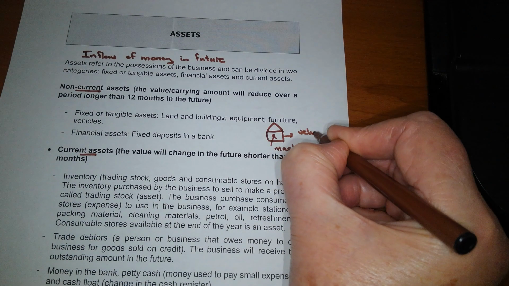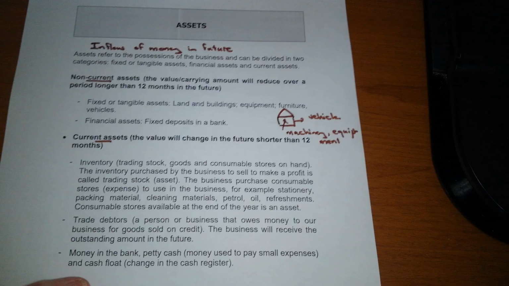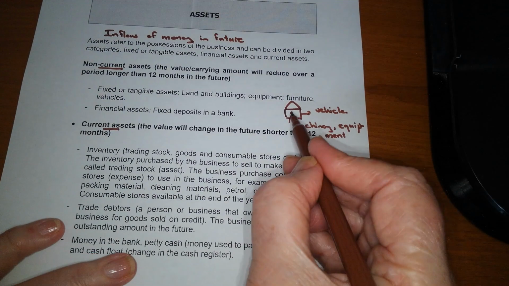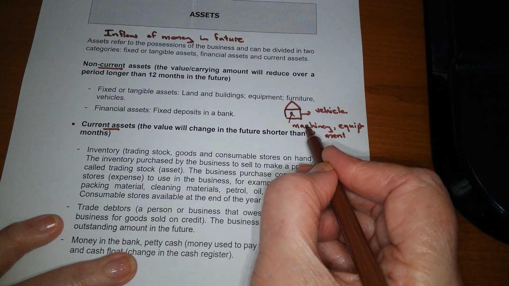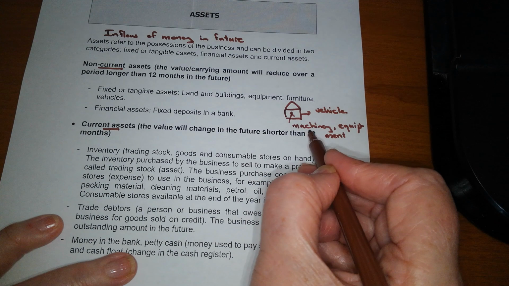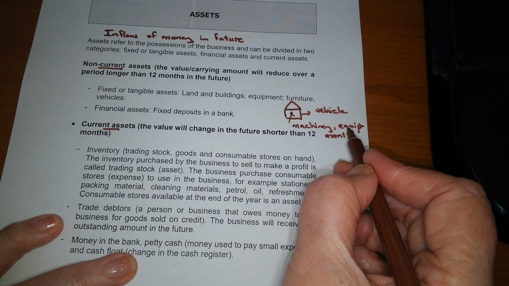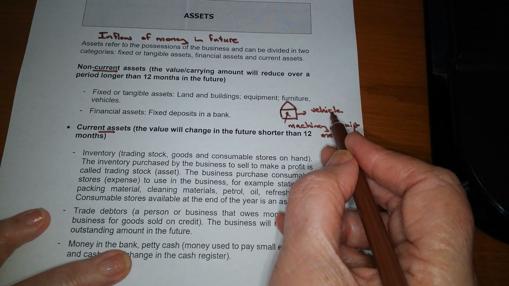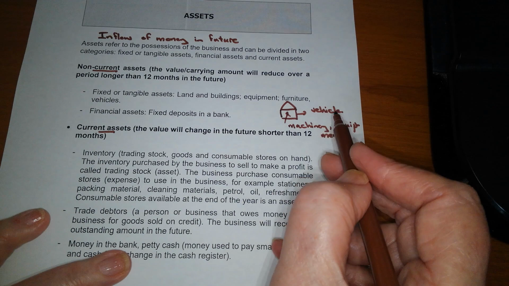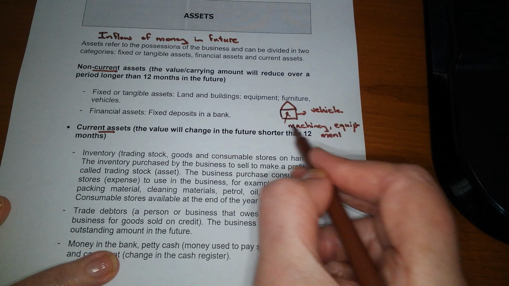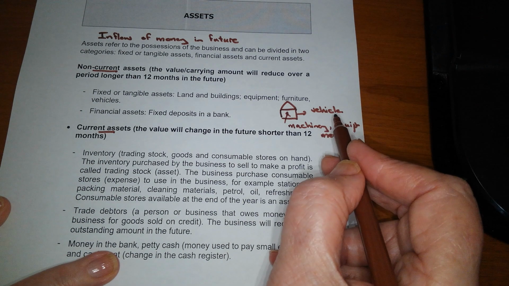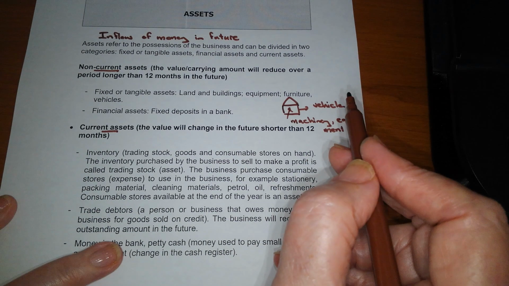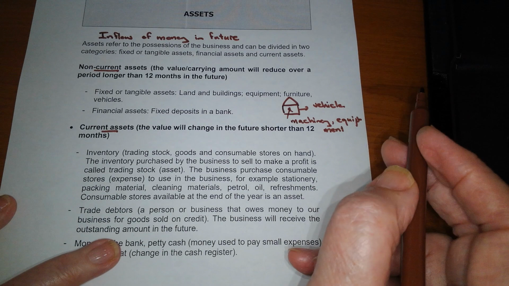So that means the non-current assets are the assets that you buy to use in your house. Machinery like a washing machine, equipment like a computer, and furniture, and the vehicle that you use, and you will use it for more than a year. And this value doesn't change every day. It will more or less stay the same value for more than 12 months in the future.